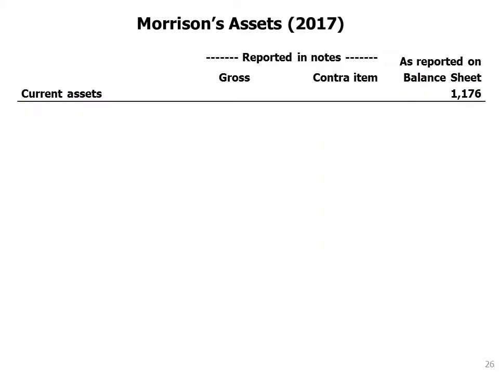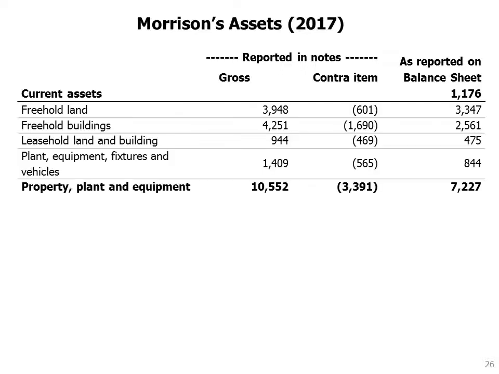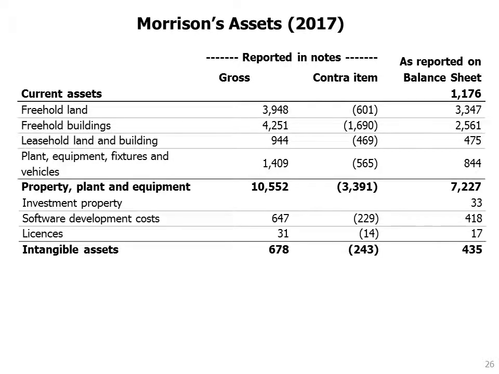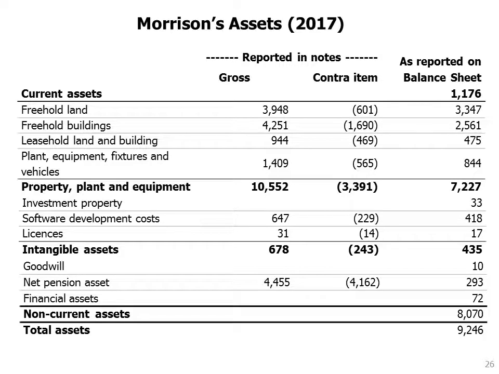So let's just finish up by looking at Morrison's assets at the end of 2007. So we've got current assets of 1,176,000,000, and then we've got the property, plant and equipment that we've already looked at. It's got a very small number for investment properties. It's got intangible assets, some software development costs and some licenses. So if you've got software development costs appearing on the balance sheet, it means that it has contracted that work out to third parties. Very small number for goodwill. It's not an acquisitive company.